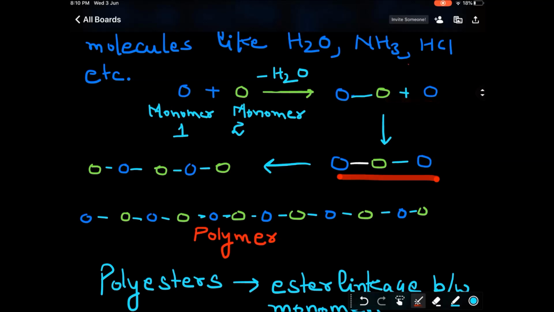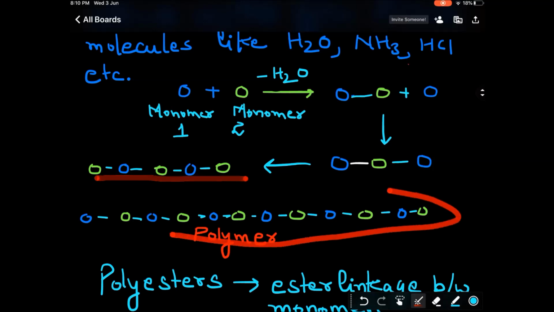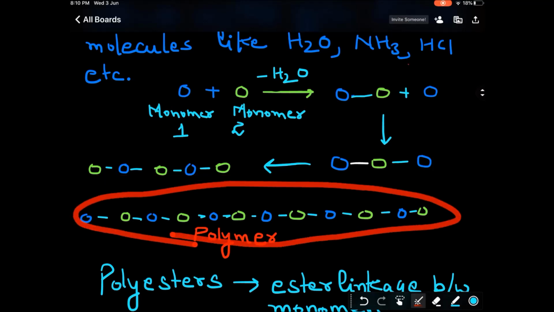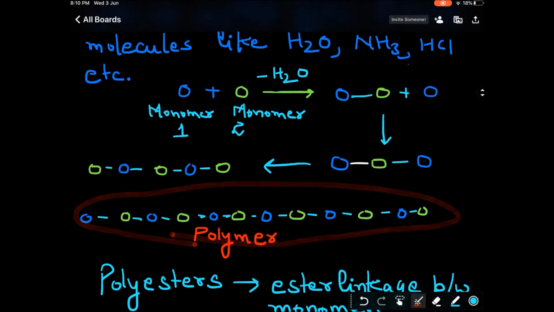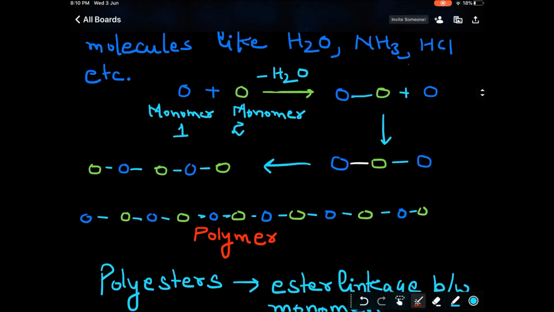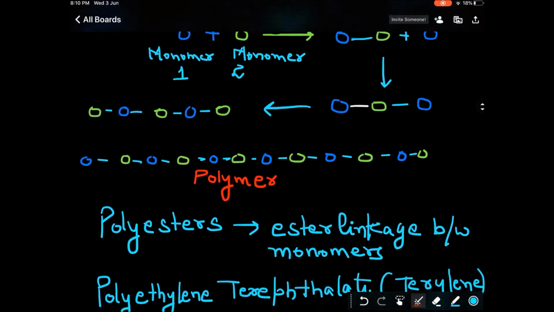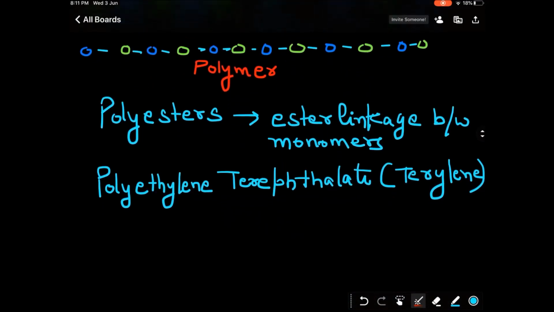So the two combine, then the second combines with a third, forming a 3-molecule chain. Then step by step they go on adding alternately, and we get a long polymeric chain. This is the mechanism of how step growth polymerization occurs. One by one the monomers go on adding, hence the name step growth polymerization.